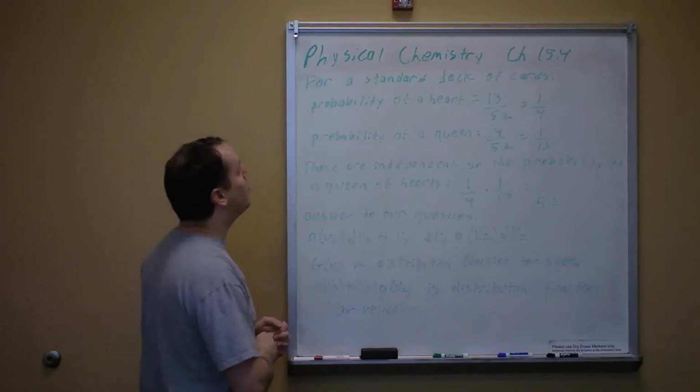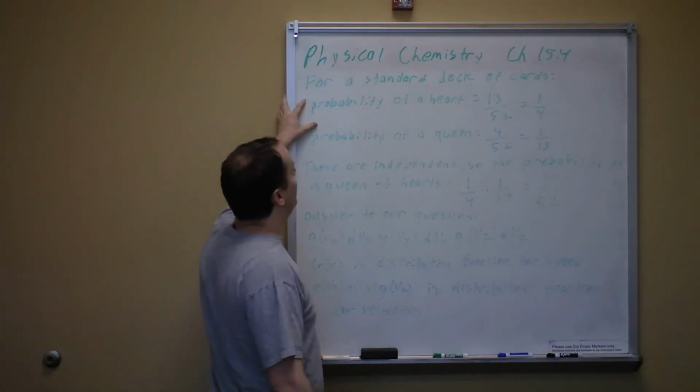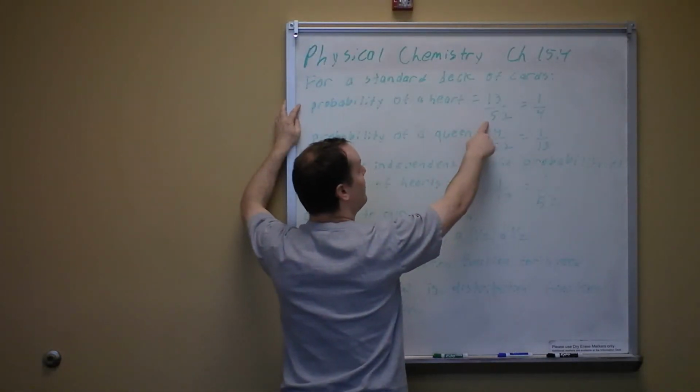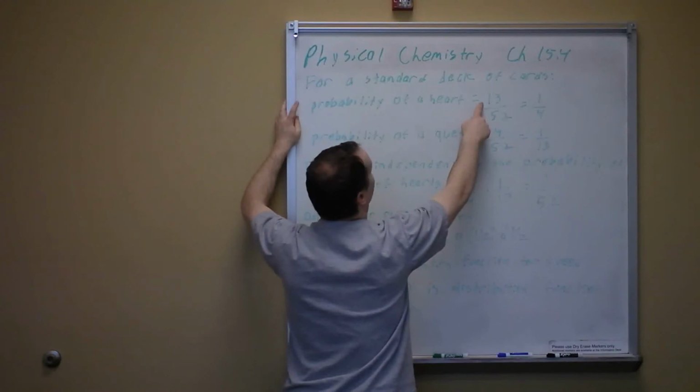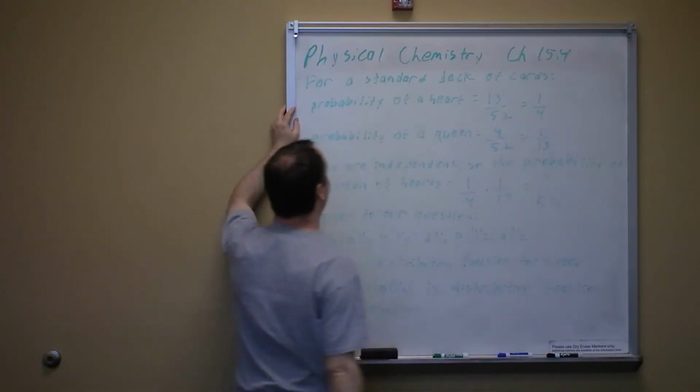Now a quick aside about probability and independence. Let's say you have a standard deck of cards. The probability of a heart is 13 out of 52 because there are 52 cards and 13 of those are hearts. You can reduce that to 1 over 4.